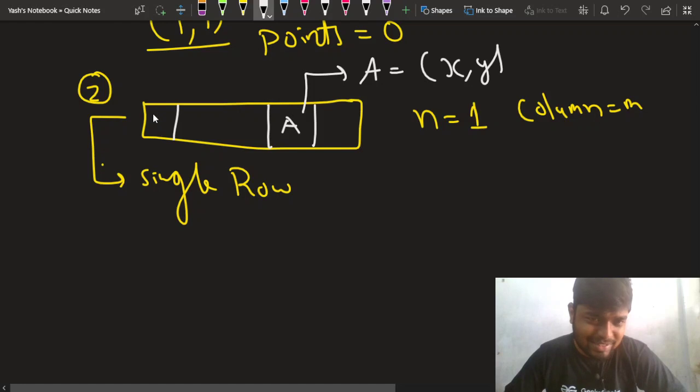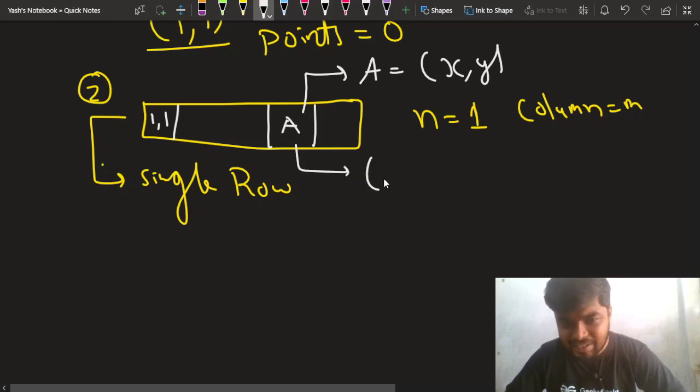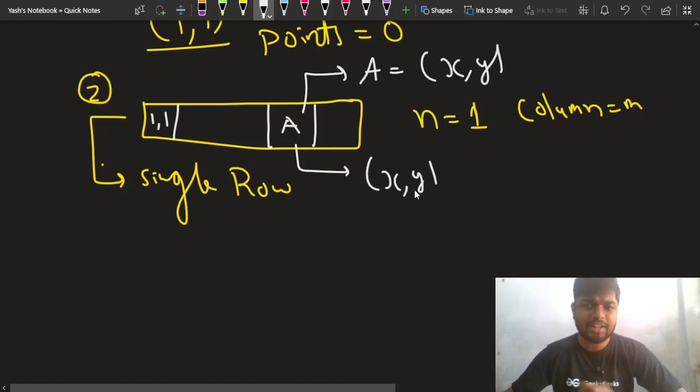First of all, let's take one cell, that is 1 comma 1. Let's take this cell 1 comma 1. So what will happen if you choose this cell 1 comma 1, then the coordinates for this cell A, which is x comma y, what will be its coordinate?